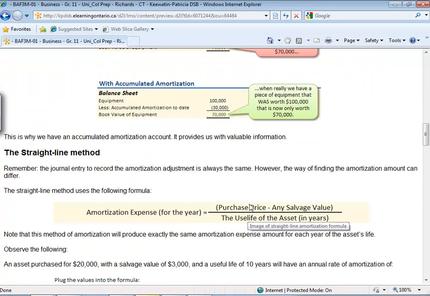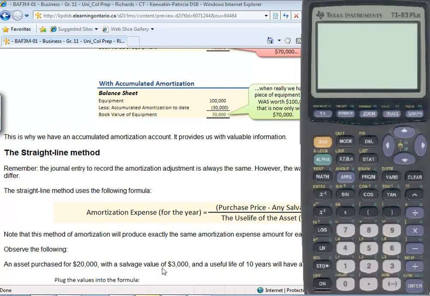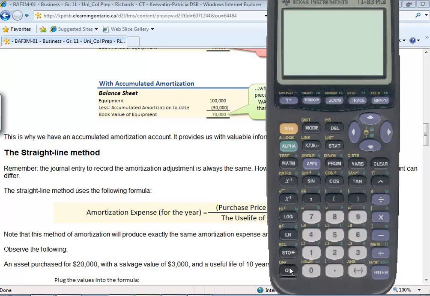And this is the formula here. You take the original purchase price minus any salvage value at the end of what you estimate its life is going to be, and divide that by the useful life of the asset. So, for example, let's say you purchased a truck for $50,000, and you figured it had a useful life of 6 years. At the end of 6 years, let's say you thought you could get $8,000 for it. So the difference between those is how much is going to go down in value over those 6 years.